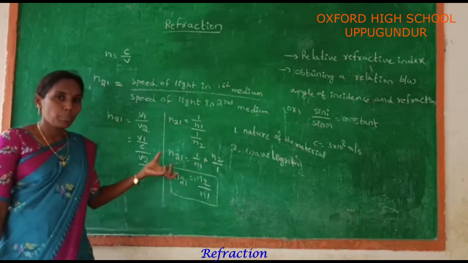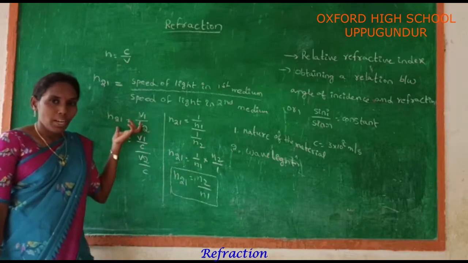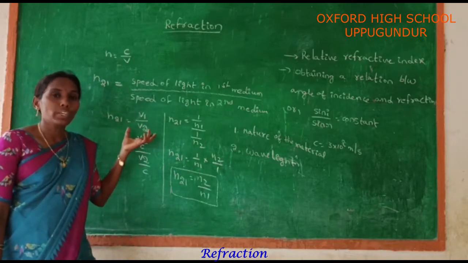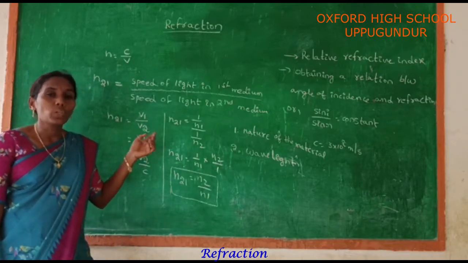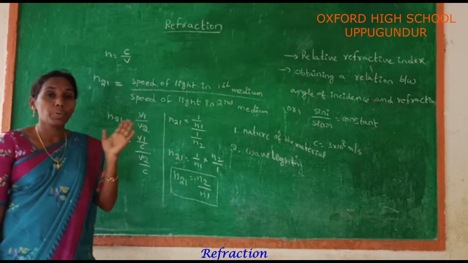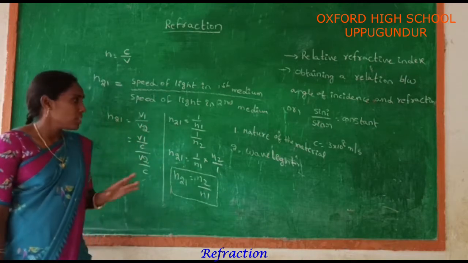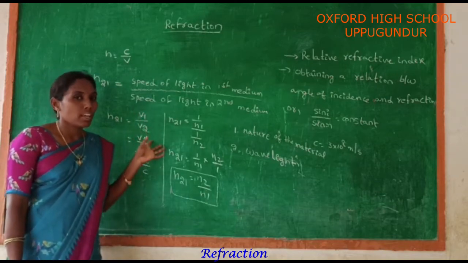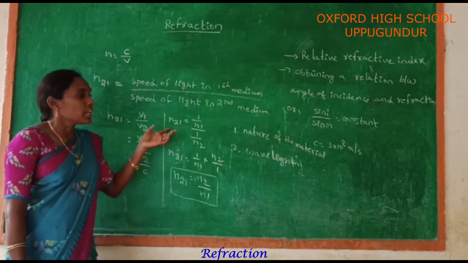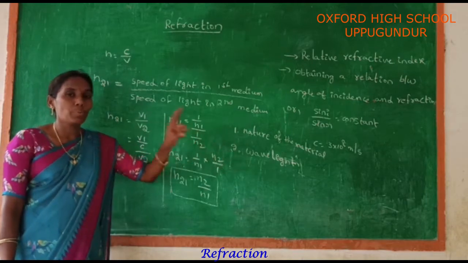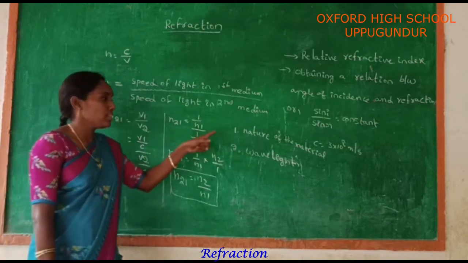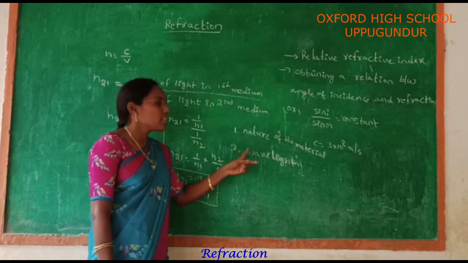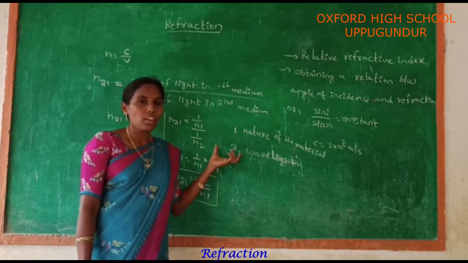Once again I will repeat. Relative means comparison. Relative refractive index is defined as the refractive index of one medium with respect to another medium, the speed of light in first medium to the speed of light in second medium. And moreover, the refractive index always depends upon two factors. The first one is nature of the material and the second one is wavelength of the light.